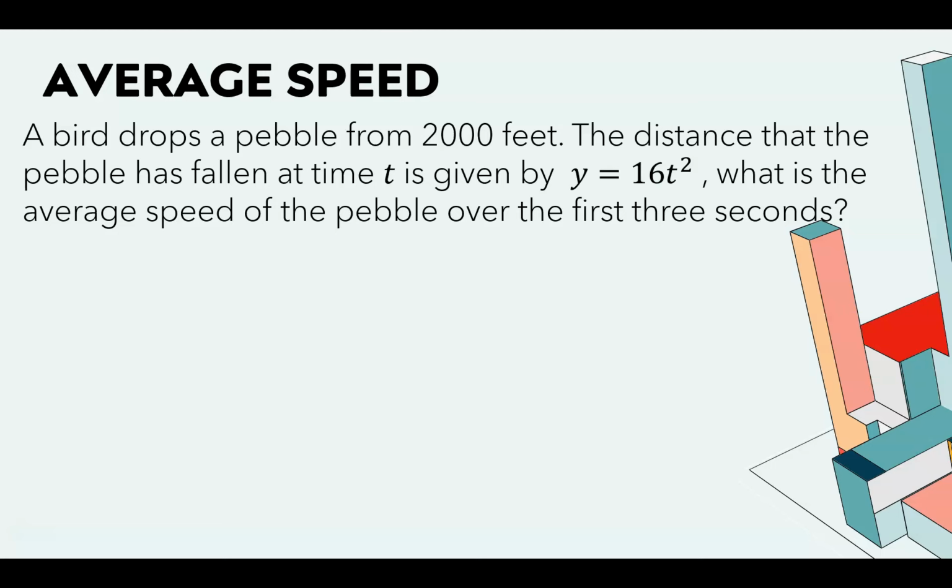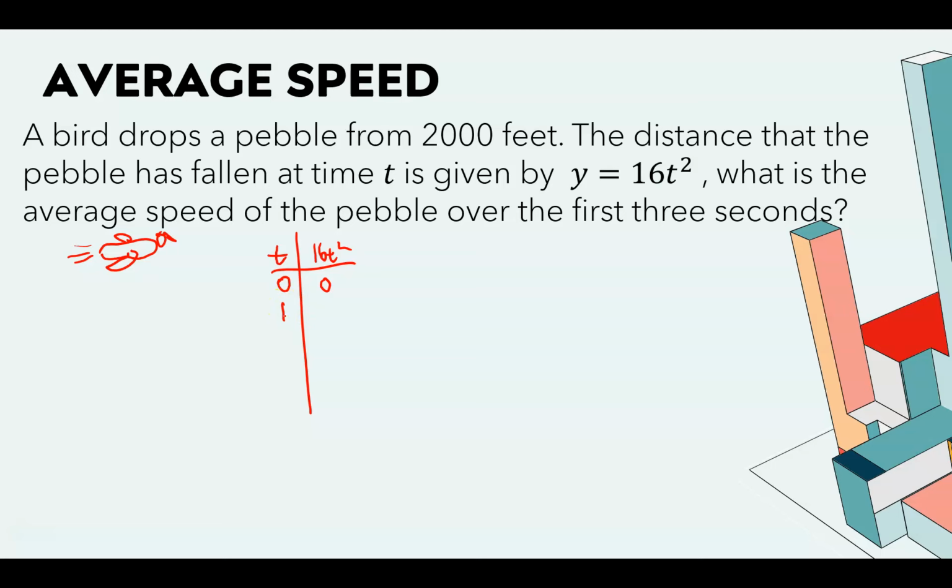Now, I think the first thing to note, there's my bird. Let's give it some wings and a head and a beak. He's going fast. When t equals 0, we get an output of 0. And what that means is 0 is the instant the bird let go of the pebble. And at that moment, the pebble is 0 feet below the bird.